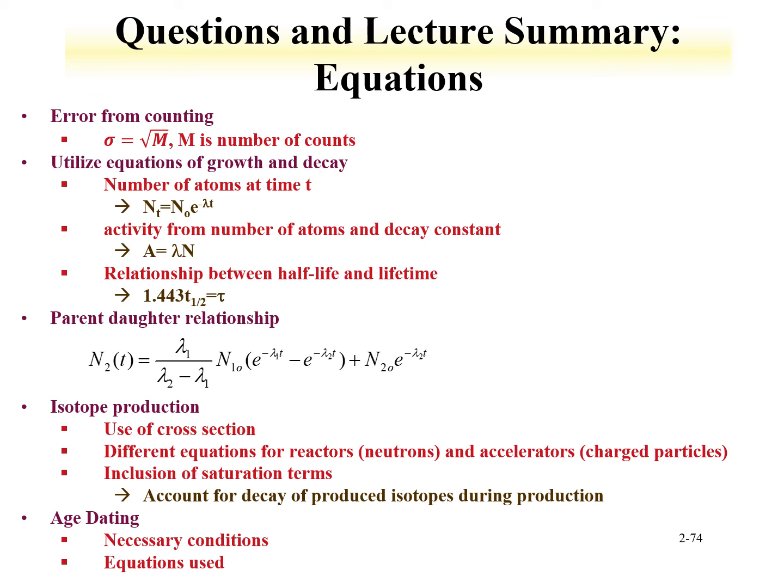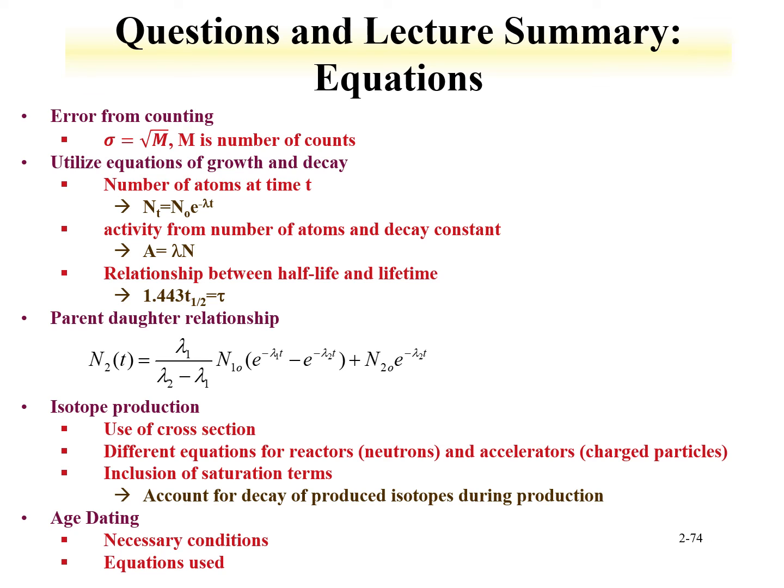The error in counting is an important term that was discussed, and it's simply the square root of the number of counts. This dictates conditions when one does work with radioactive material. There were a number of examples of utilization of equations of growth and decay. Examples include determining the number of atoms at time t from an initial amount of atoms using this equation, and the activity from the number of atoms and the decay constant. This is a very fundamental equation, activity equals lambda N, and the relationship between half-life and the lifetime. This shows that the average lifetime for an atom is a little bit over the half-life.